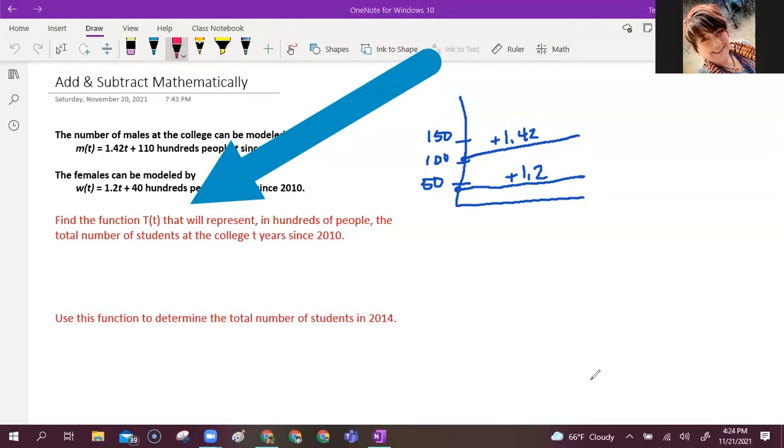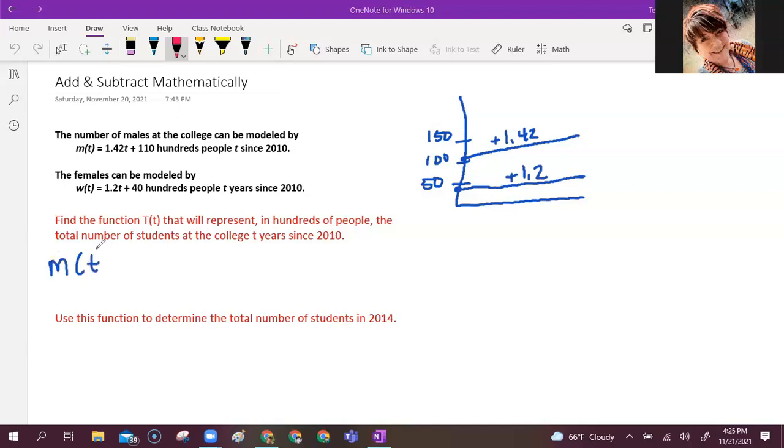Okay, so it says to find a function T at T. So we've got this brand new function that we're going to name that's going to represent, in hundreds of people, the total number of students at the college. Well, I remember what that is. That's my males plus all the women. Well, we don't have to write it like this anymore. We actually know what the function is. Let me go ahead and write that out. I have 1.42t plus 110. That's for the males. And then I'm going to add that to the function of the women.